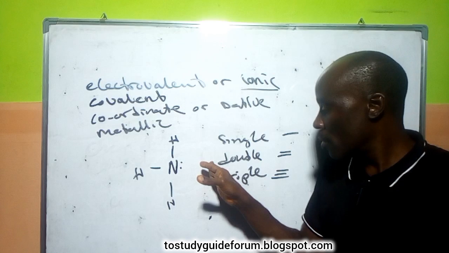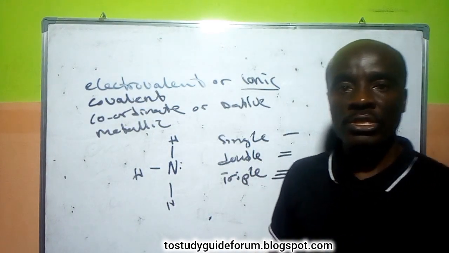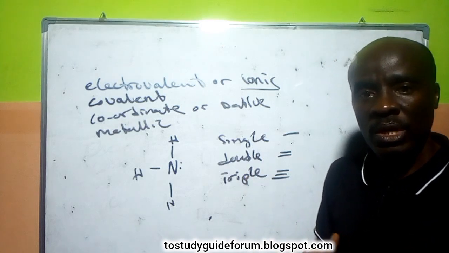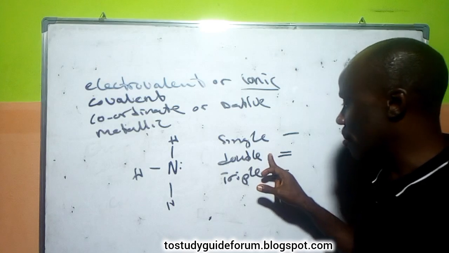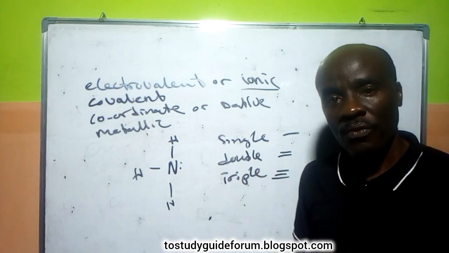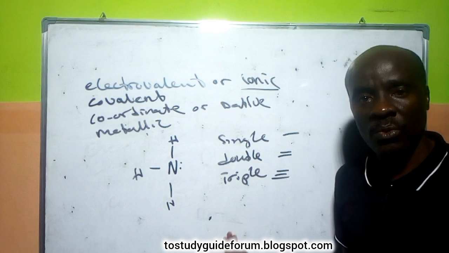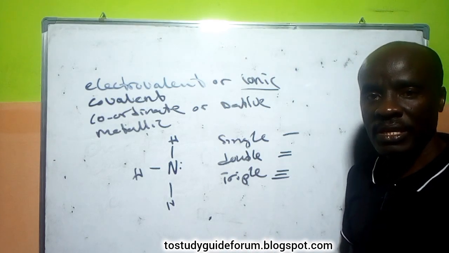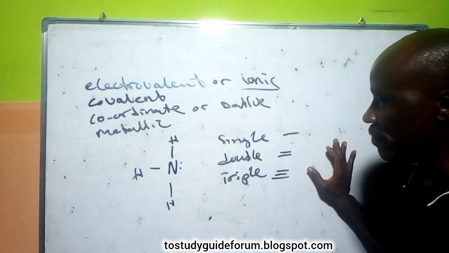In double covalent bond, a good example is what we have in oxygen. Oxygen, where two electrons are combining. They are sharing what? Two electrons. So we call it double covalent bond, and the other one we have is a triple covalent bond, the one we have in nitrogen where they are sharing 3 electrons. So you should know this thing very well.